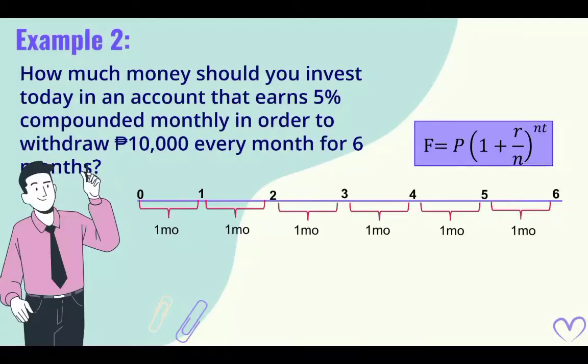Let us have this example number 2. How much money should you invest today in an account that earns 5% compounded monthly in order to withdraw 10,000 every month for 6 months? Okay, so we will use again our formula. So we have 6 months as our payment interval and our interest period is 1 month, so monthly. Okay, 10,000 for the first month, 10,000 for the second month until the 6th month.